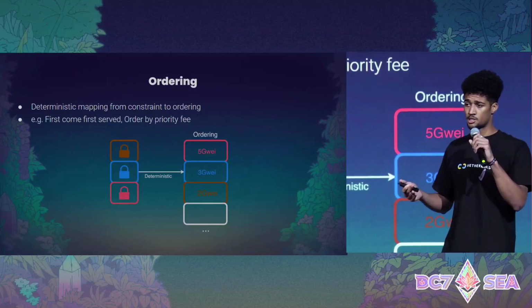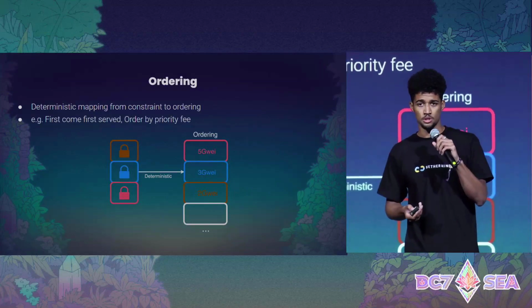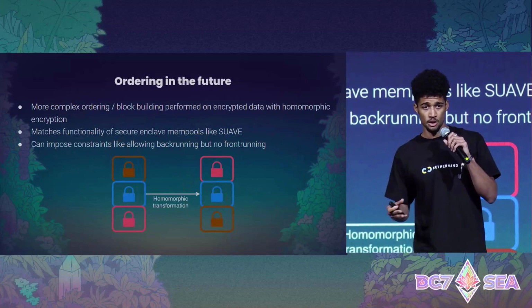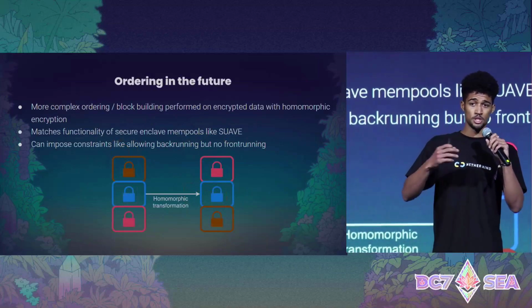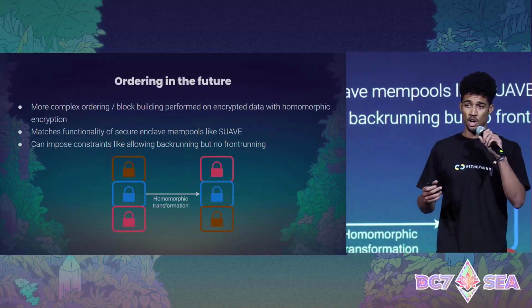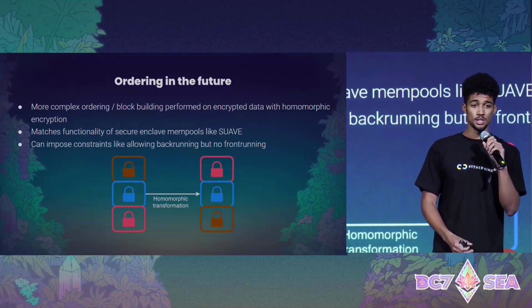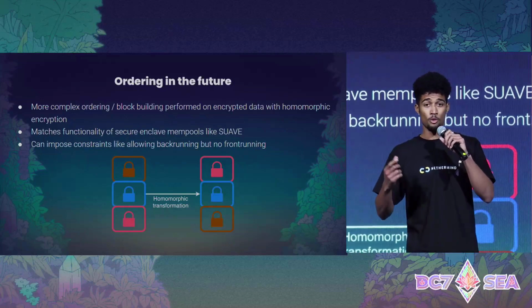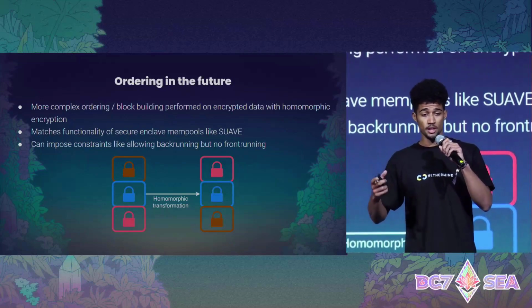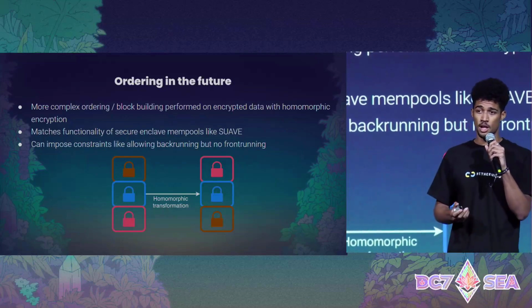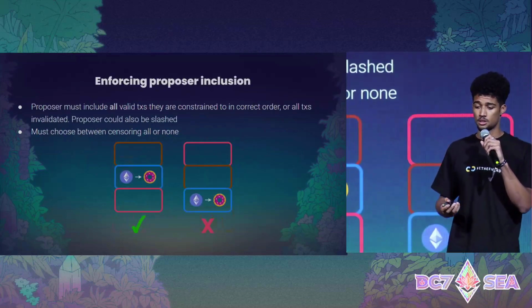So there are different approaches to ordering. I think priority fee ordering seems like a reasonable solution. In the future, once the cryptography is more matured, we might be able to do more advanced block building strategies using homomorphic encryption. Using this, we can perform ordering on the transactions while they are still encrypted, replicating the functionality of secure enclave designs.